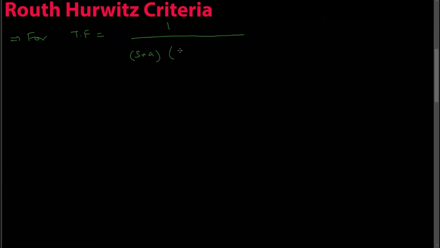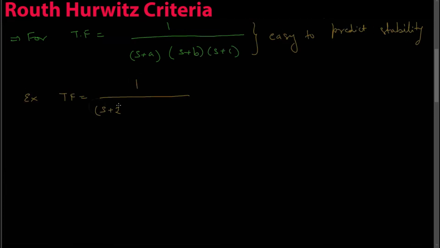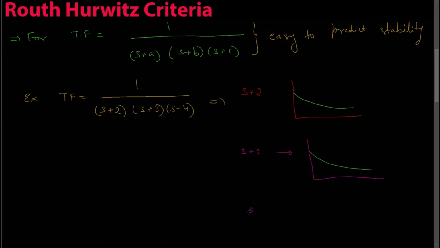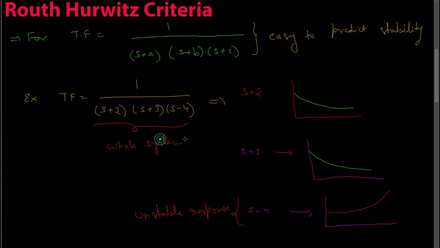To find the location of poles is easy when the transfer function is given in a factored form, as you can see here. Now for this system, we can see that the poles s plus 2 and s plus 3 will give a response that will be decreasing. So these are stable poles and they will give a stable response. But s minus 4, which is a pole lying in the right hand side of the imaginary axis, will give an unstable response, that is the output will continuously increase, because of which the whole system becomes unstable.